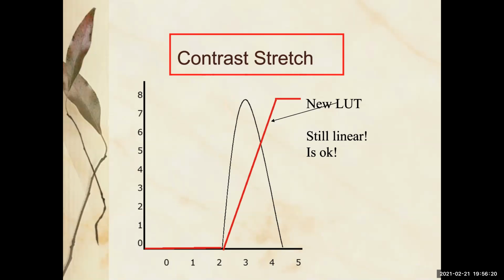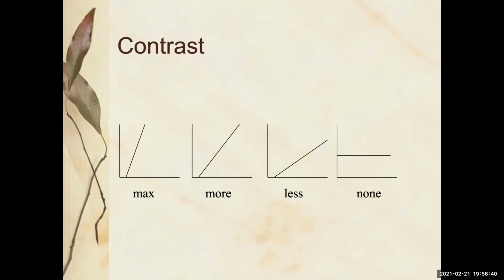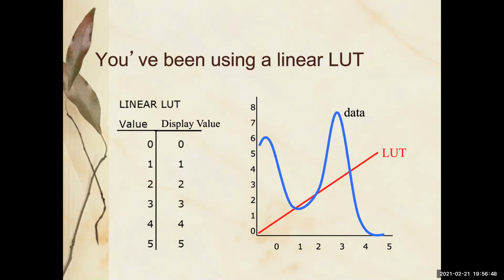And by the way, it is still technically linear with that same looseness, although we call that original 45-degree lookup table the linear lookup table. This contrast stretch lookup table is still linear because there's really one line, one slope. And in fact, let's go back a second. When I showed you this, when I did max and more, those are contrast stretches. And the one where it says more is maybe something you'll typically end up doing.